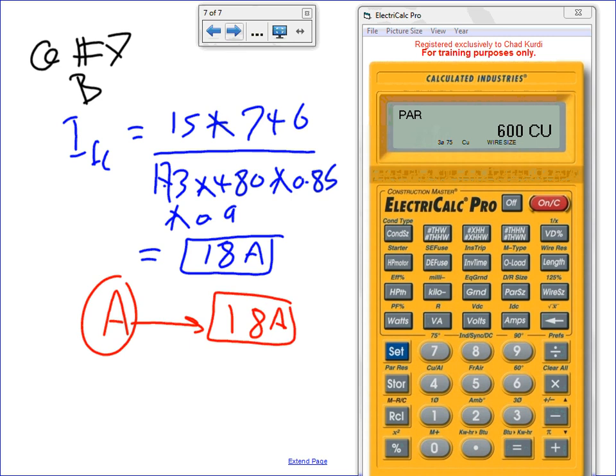Same way? Oh, okay. Did I mess them up? No, 11. No, that's wrong. No, it should be 12. Sorry. Chad, I wasn't drunk last night. 12 amps.